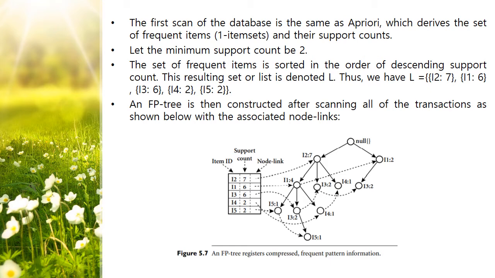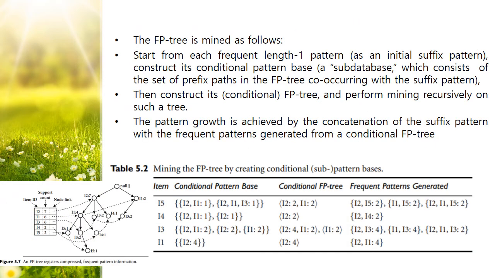Okay, we will see how these are represented and how we can use this FP tree for frequent itemset mining. The FP tree is mined as follows. Start from each frequent length 1 pattern as an initial suffix pattern. We are considering it as the initial suffix pattern. Then we will construct its conditional pattern base.